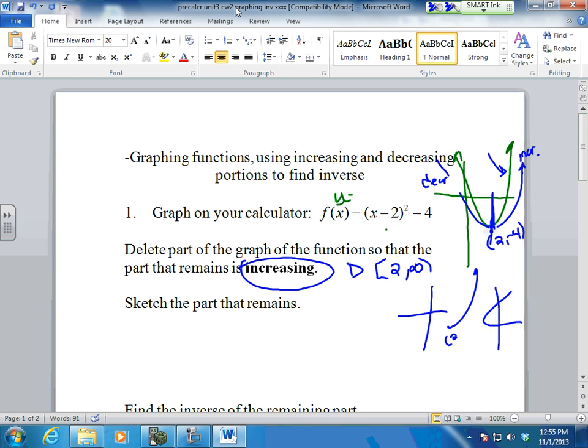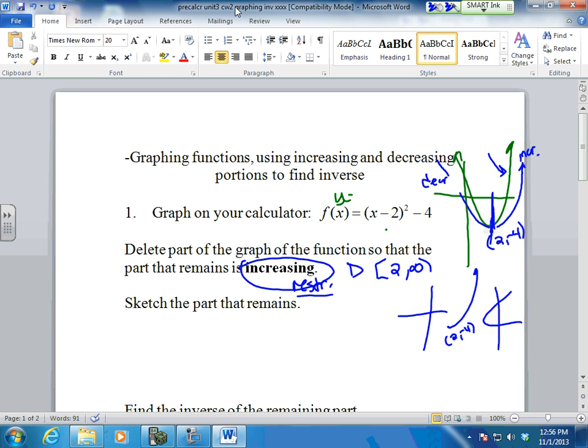This is the point 2, negative 4. We're going to only use this piece. We're going to cut it before it turns. Because if it turns, we fail the horizontal line test. So normally your parabola's domain is all real numbers. We're going to restrict it. So this is a restricted domain.